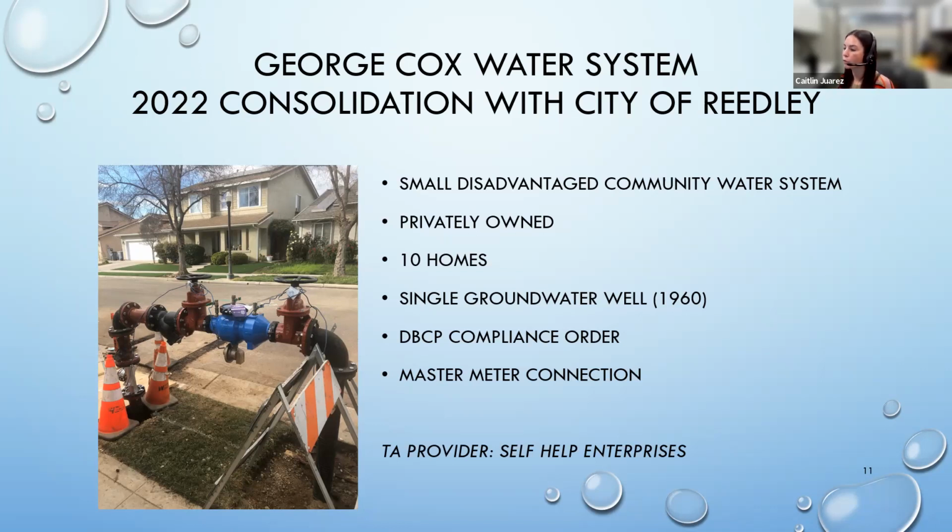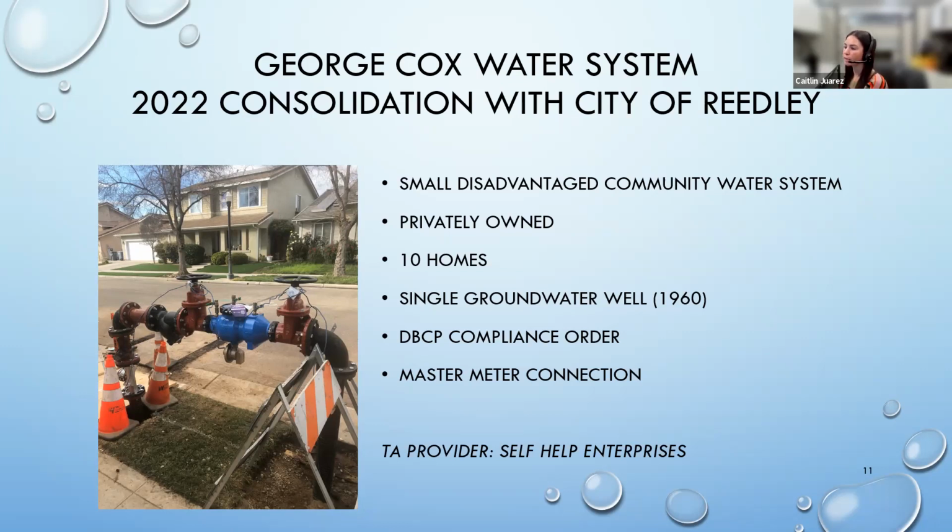The long-term solution for George Cox was to consolidate with the city of Reedley through a water purchase agreement. Self-Help Enterprises was the TA provider on this, and they were assigned in 2016 to complete planning work under their TA contract. The construction application was submitted in January of 2018. And I should note that Self-Help contracted some of the engineering work out to Provost and Pritchard, who's also on the line. So it was really a joint effort there.